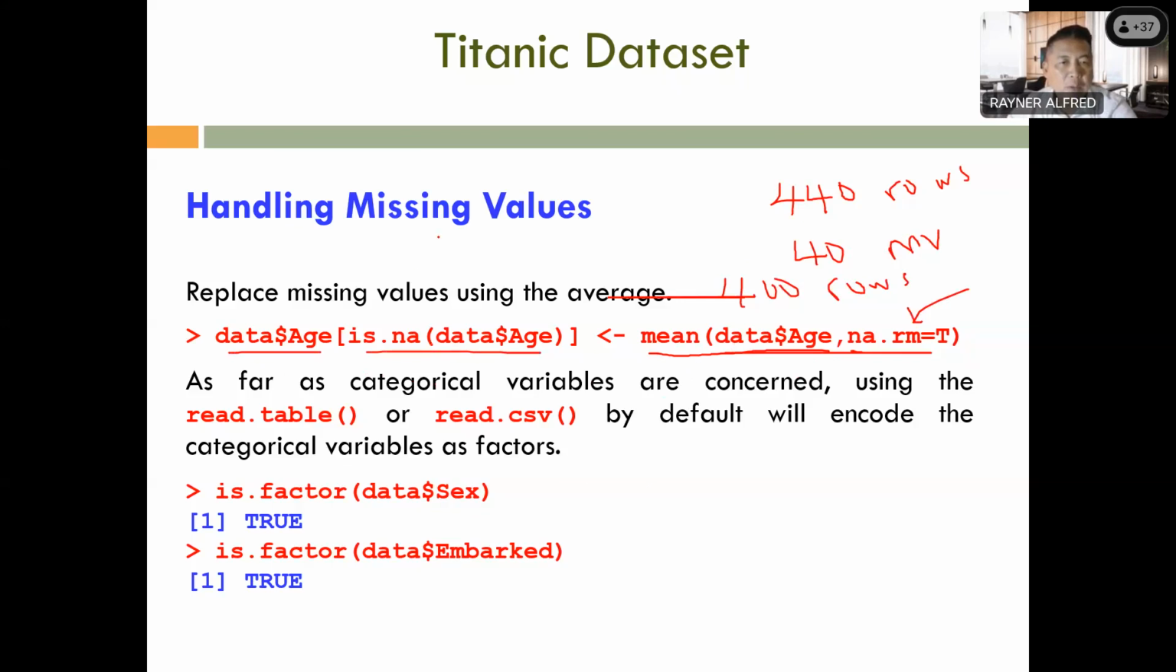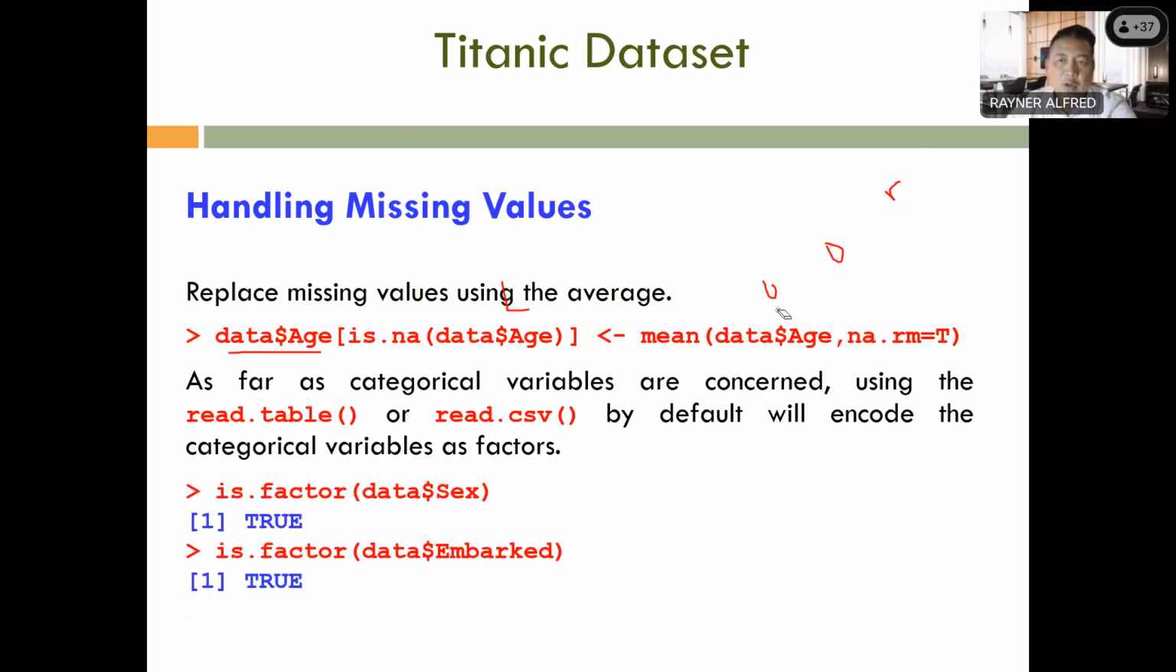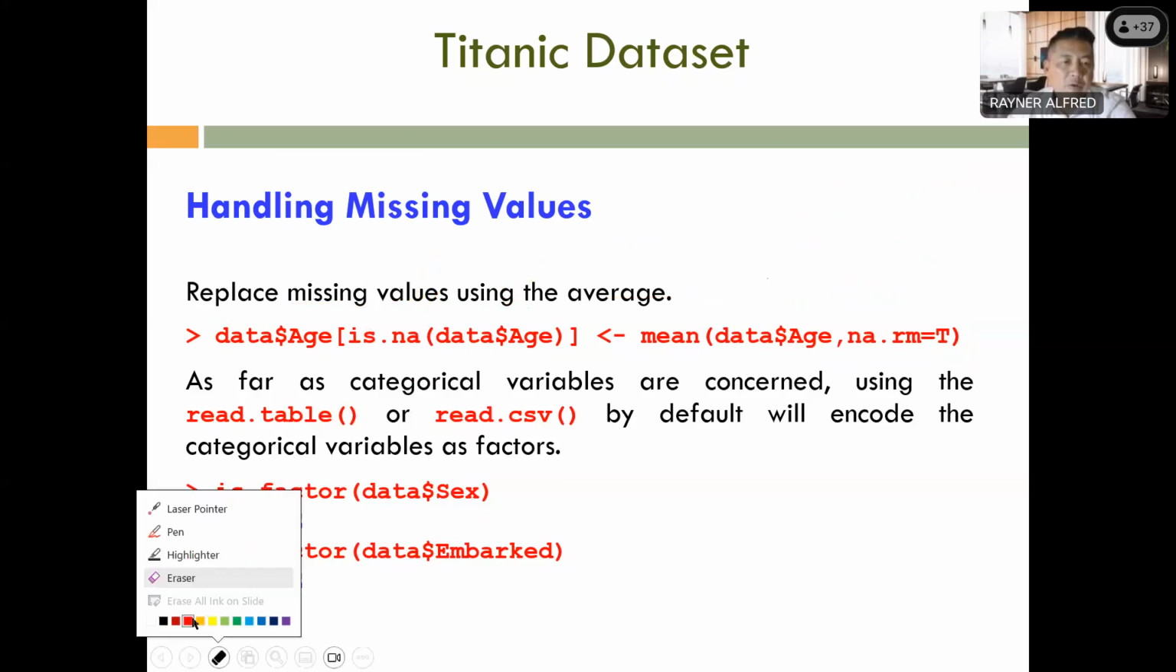So basically this one will give you all the rows that have missing values here. This one is just updating the missing value with the average value of the age. By having this statement, we already solved the missing value for the age.